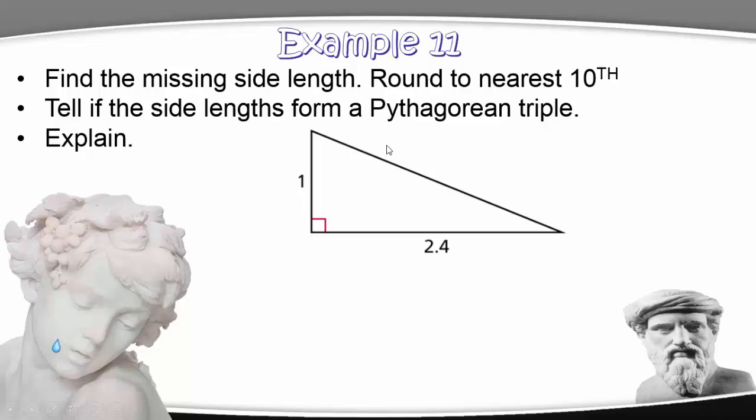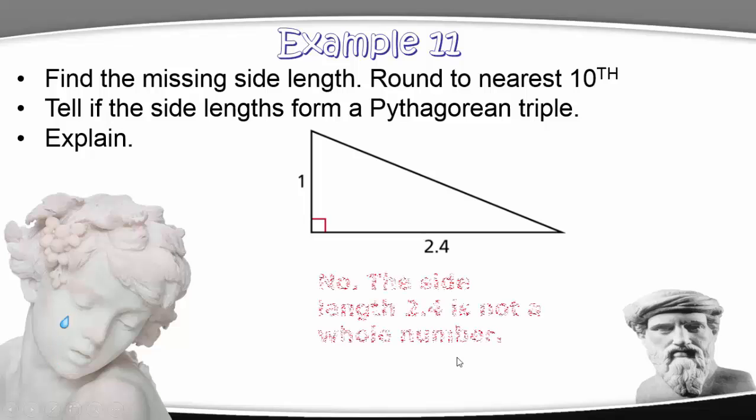In example number 11, we're going to find the missing side and round to the nearest tenth, and tell if the side lengths form a Pythagorean triple. Well, we can say right off the bat that there is no way that that is a Pythagorean triple, because this is a decimal, so therefore that is definitely not a Pythagorean triple. And the fact that we're asked to round to the nearest tenth tells us we do not have a Pythagorean triple going on here. So no, the length of 2.4 is not a whole number, and therefore this cannot form a Pythagorean triple, even if we solve it accordingly.